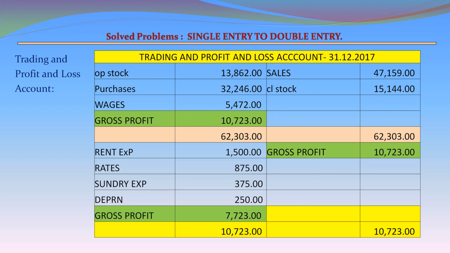Trading and profit and loss account for the year ended 31st December 2017. On the debit side, opening stock 13,862, purchases 32,246, wages 5,472. On the credit side, sales 47,159, closing stock 15,144. Gross profit 10,723. The other administrative expenses: rent expenses 1,500, rates 875, sundry expenses 375, depreciation 250. Net profit 7,723.